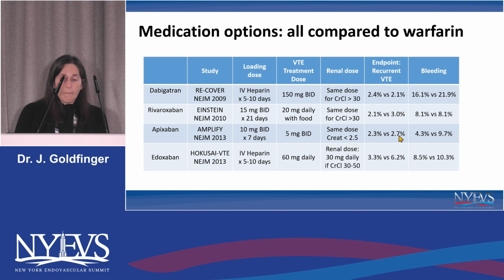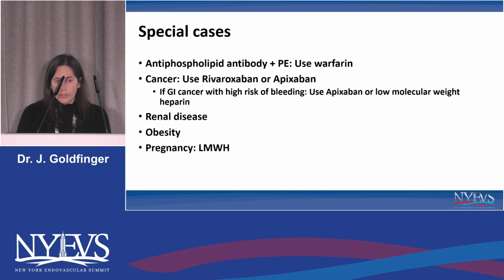Apixaban, the improvement's not big, but there's a huge reduction in bleeding, which explains some of the big takeoff of this drug. And then edoxaban, big improvement in reducing risk of clots, not so much of an improvement in bleeding. And so usually when you decide what to use, you're balancing all of these different features.